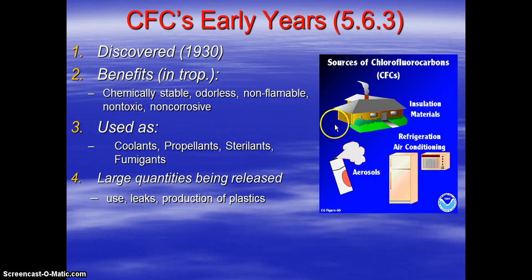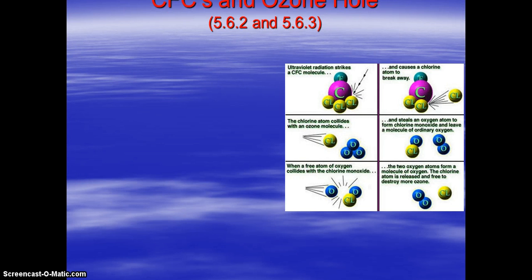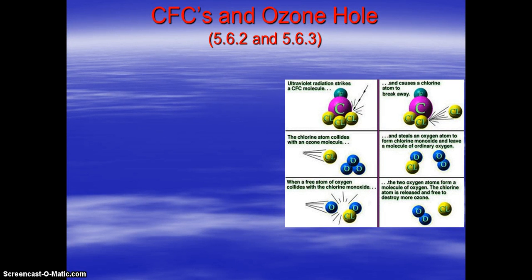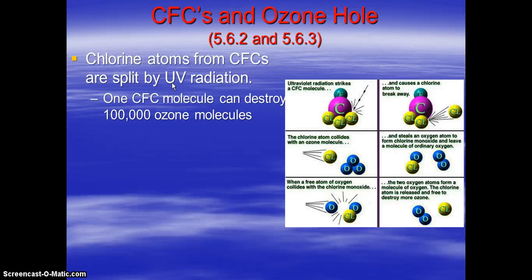And when we were using them, they would go into the atmosphere just from use, from leaks, and when we were producing them. But unfortunately, it started to be found in the 1970s that they were lowering the concentration of ozone in the stratosphere, and so quickly they called for a ban. How does it work to make this ozone hole? Well, CFCs have chlorine, that's the first C in CFCs. The chlorine atoms from CFCs are split when they're hit by UV radiation, which they will be in the atmosphere. And when that happens, it can destroy ozone molecules.